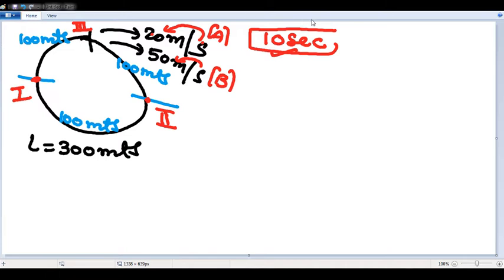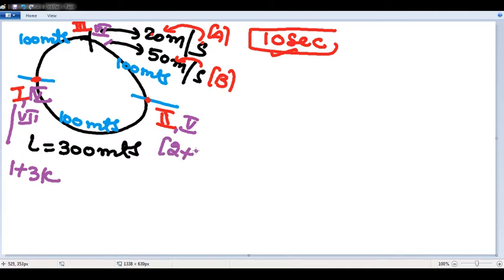That means first and fifth are coinciding. Again 200, 100, 100, right? So first, second, third, this is fourth, this is fifth, this is sixth, seventh, eighth, like this. This is nothing but 1 plus 3k, 2 plus 3k, and 3k.